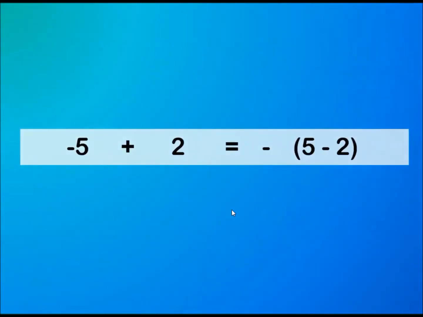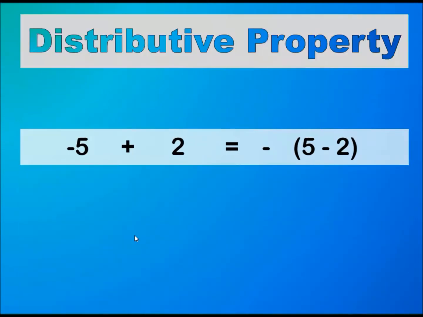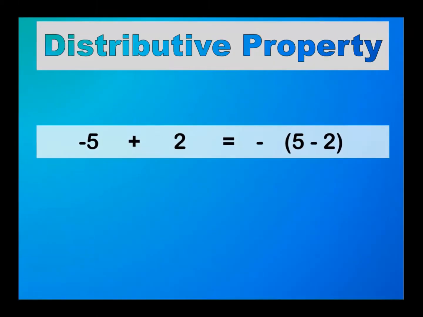So how to remember that -5 plus 2 equals negative parentheses 5 minus 2? One way to do so is to think of the distributive property. Right now, it might be harder to remember it this way if you have not heard of the term before, but later this is how you remember it, because this is one aspect of the distributive property.